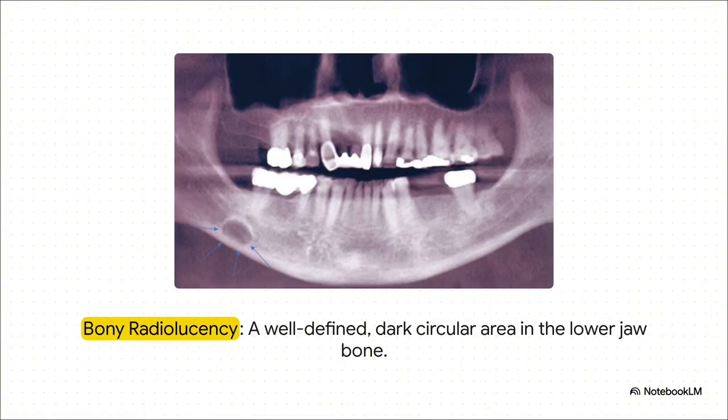Here's another fantastic example. The arrows are pointing to an almost perfectly circular radiolucent area in the lower jaw. I mean, it basically looks like a hole in the bone, right? Seeing a clearly defined shadow like this lets a dentist spot a potential problem deep inside the bone that would be completely impossible to see otherwise.